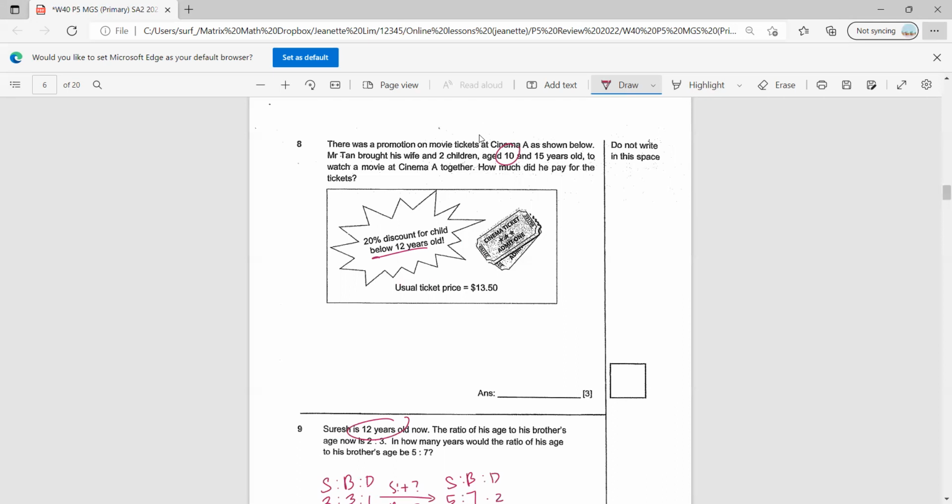So 80% of the ticket, 100% is 1350. Karen, you got the number of children wrong, is it? I didn't do it because I don't know. 3 adults, 3 times 1350, plus 1 child.